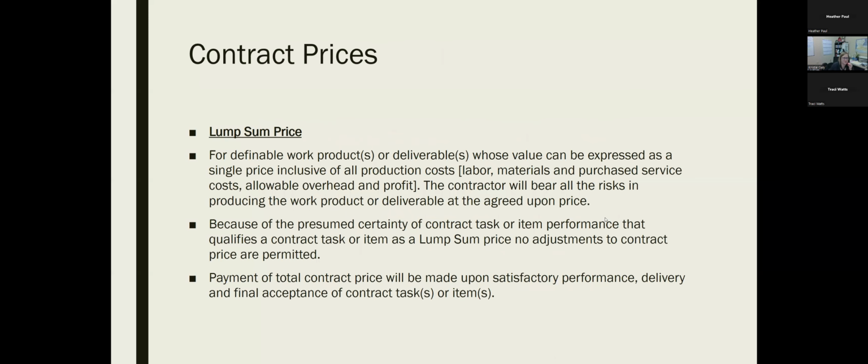So there's a lump sum price. This is for a deliverable that can be expressed as a single inclusive product. There's really not much of anything, maybe concrete or something along those lines. But again, the contractor agreed to a particular price, and that's what you are paying for it. And you can pay it in one lump sum. You don't have to pay it over time.